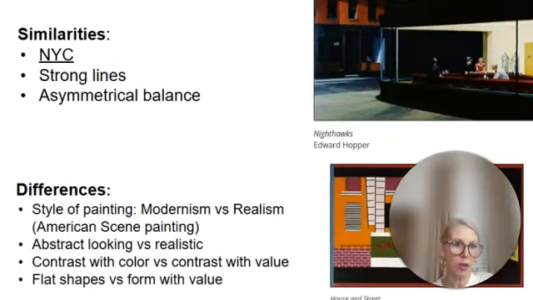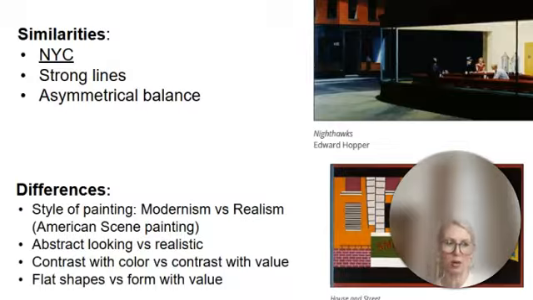So let's review one more time. Edward Hopper and Stuart Davis both painted scenes of New York City, but they used very different styles. Hopper was associated with American scene painting and realism. His artwork is realistic looking and uses strong lines, asymmetrical balance, and contrast through value. His famous painting, Nighthawks, creates a feeling of loneliness and isolation, through its nighttime setting and the bright light of the restaurant. Stuart Davis, on the other hand, worked in modernism.